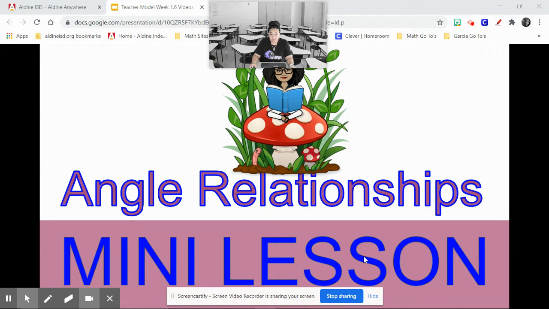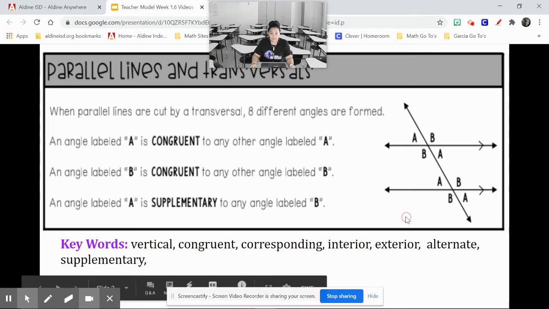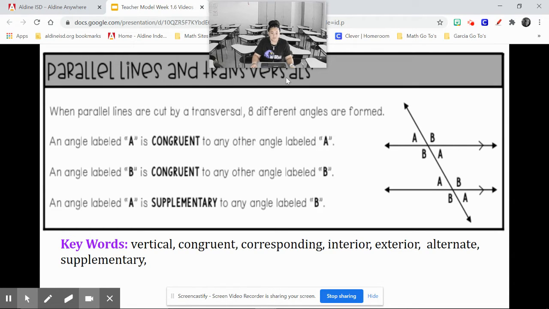So I'm going to give you a mini lesson because we have new vocabulary that we're going to be hearing and using. Okay? So for angle relationships, we're going to be looking at parallel lines cut by a transversal. It states when parallel lines are cut by a transversal, 8 different angles are formed. And here we see this diagram, we see the parallel lines, and we see this line that cuts through them. That's called the transversal. And when it does that, it creates 8 angles. And we're going to talk about those angles because there's a relationship between them.